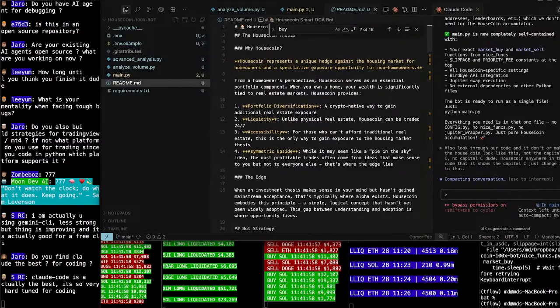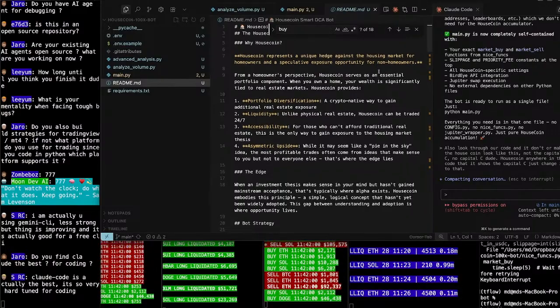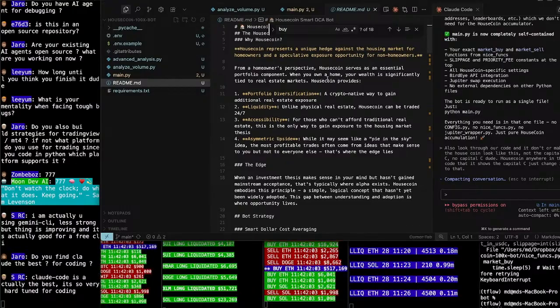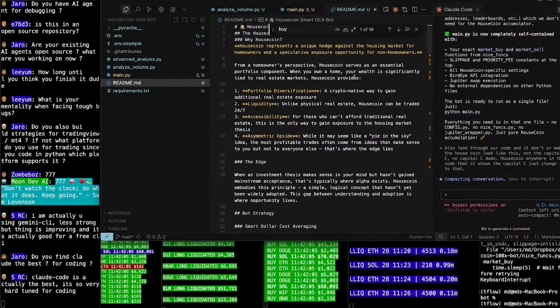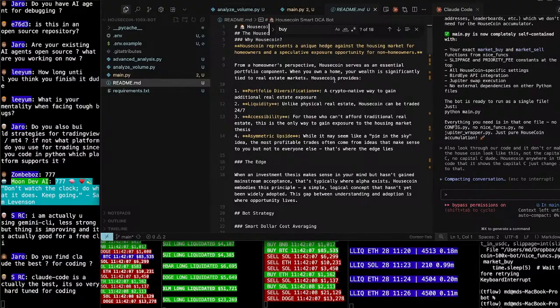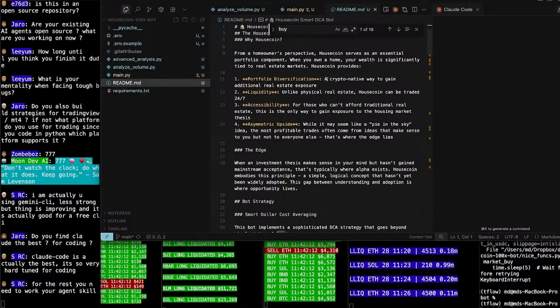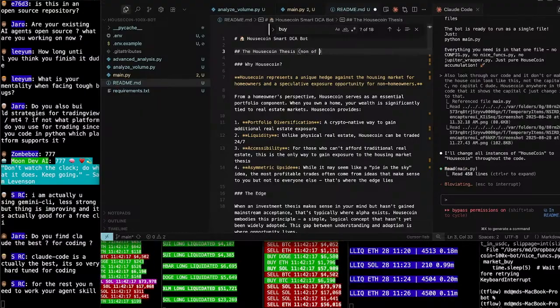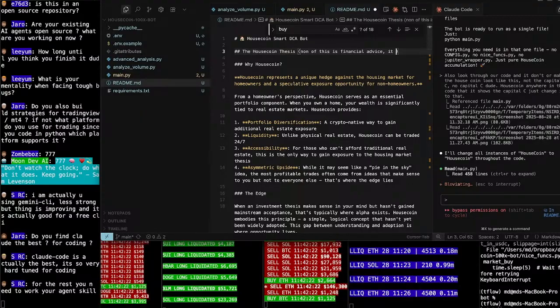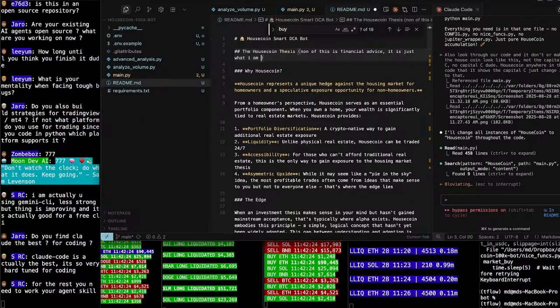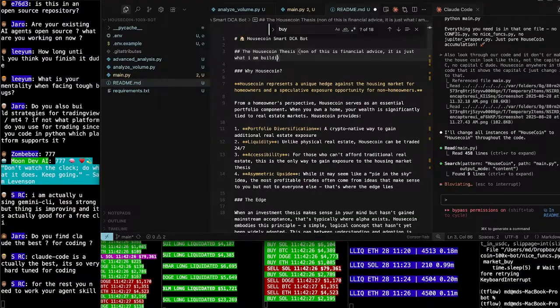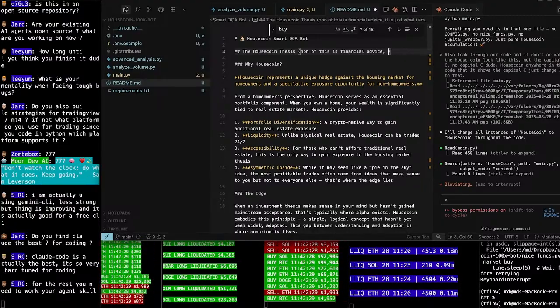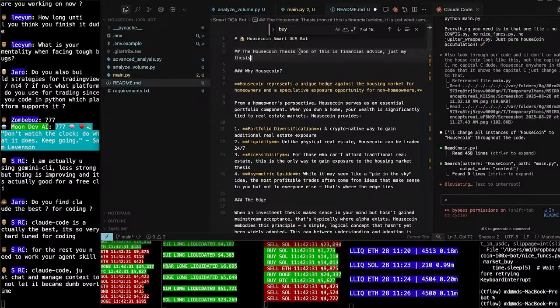A unique hedge against the housing market for homeowners and speculative exposure opportunity for non-homeowners. From a homeowner's perspective, Housecoin serves as an essential portfolio component. When you own a home, your wealth is significantly tied up in real estate. Housecoin provides portfolio diversification. None of this is financial advice. It is just what I am building. Just my thesis.